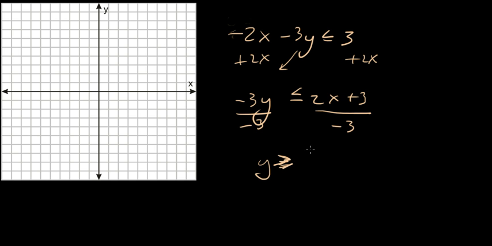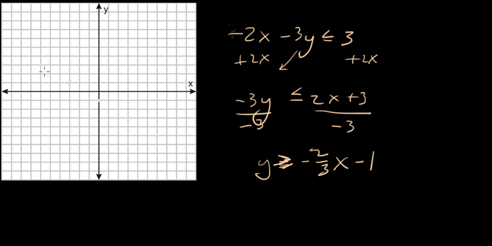So I have negative 2/3 x, and plus 3 over negative 3 is minus 1. So then, my y-intercept is negative 1 down here. And I've got negative 2/3 is my slope. So I go down 2 to the right 3, and up 2 and to the left 3.